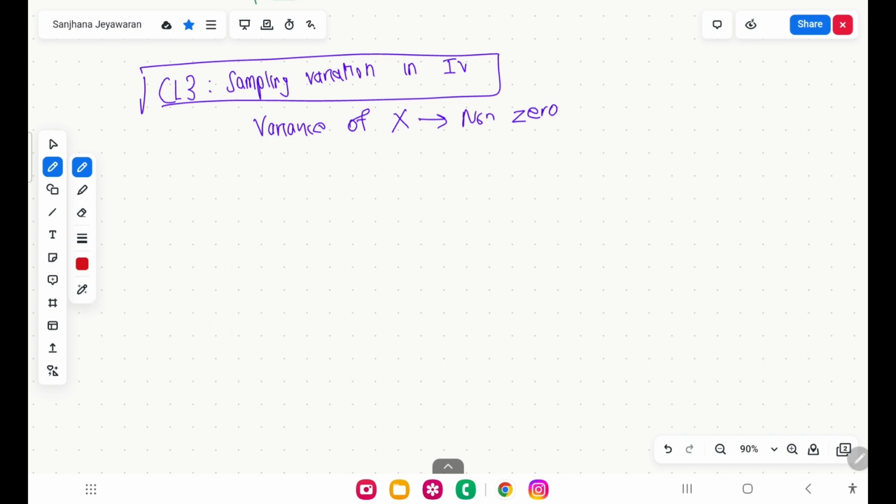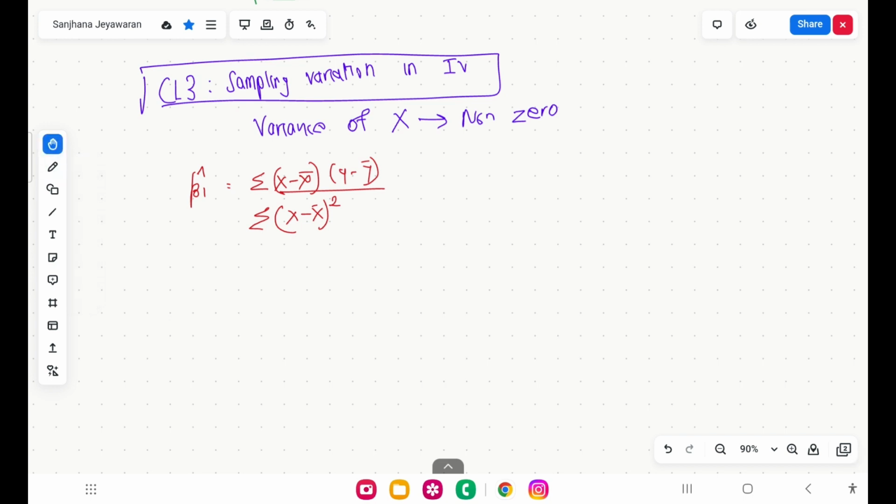if you all remember the beta 1 equation, how do we get that? It's x minus x bar, y minus y bar, we take the summation and divide it by the variance of x only. In correlation, what did we do? We divided by the standard deviation of x and standard deviation of y. Here we divided by variance of x.